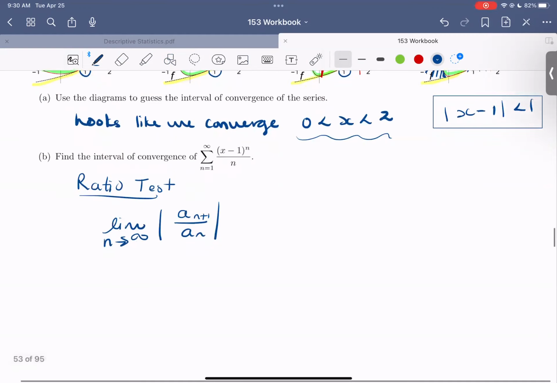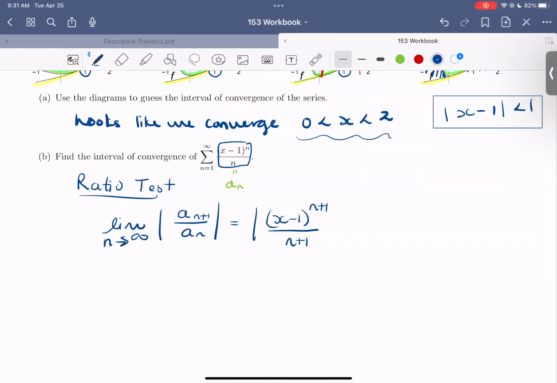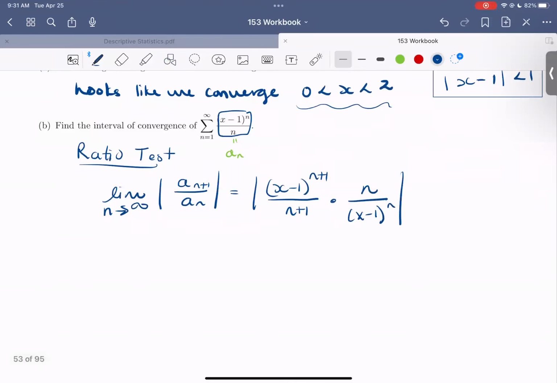What is a sub n for us? That's just the term in our series. So here is a sub n. If we add 1 to n, we get a sub n plus 1 is (x minus 1) to the n plus 1 over n plus 1. Now I'm going to multiply by the reciprocal of a sub n, so that would look like n over (x minus 1) to the n. Oops, and I forgot my limit here. We should have a limit as n goes to infinity.